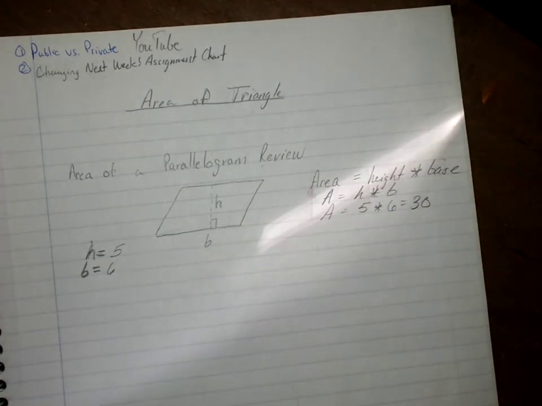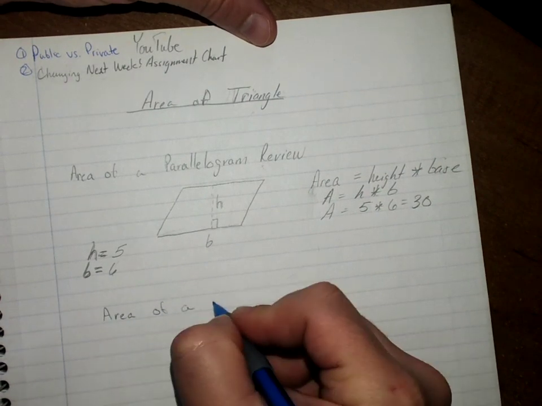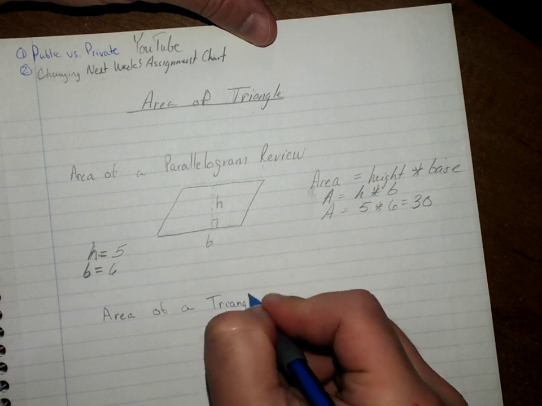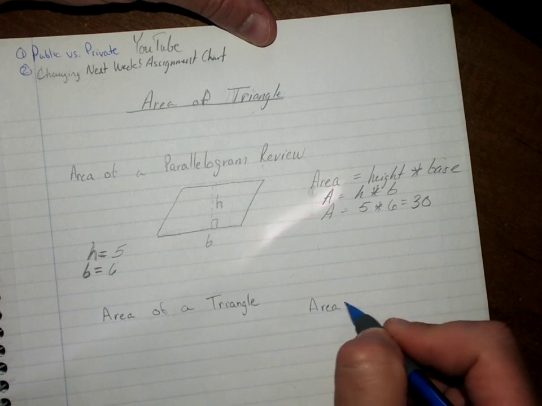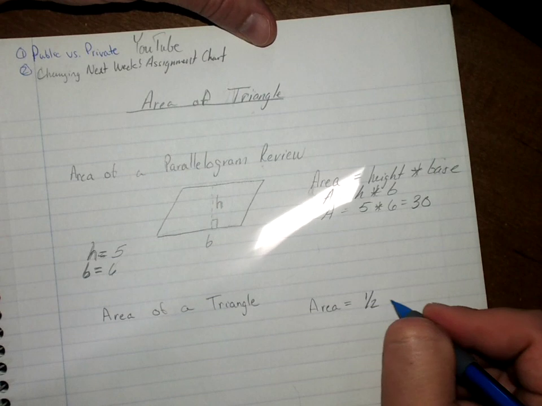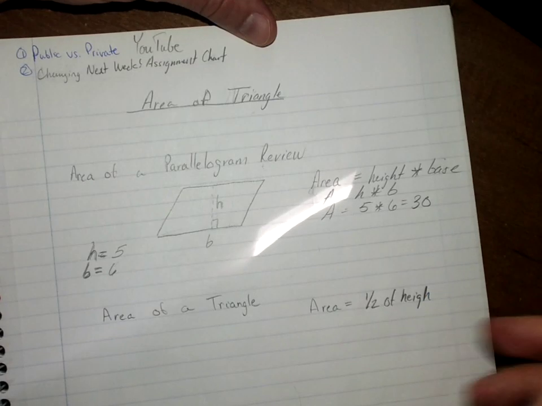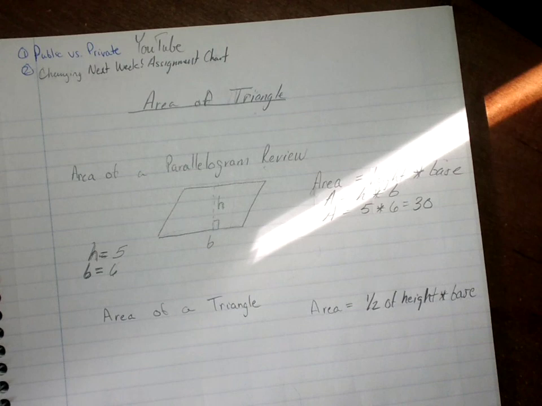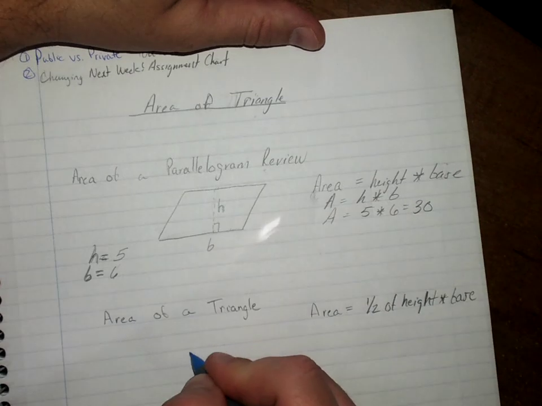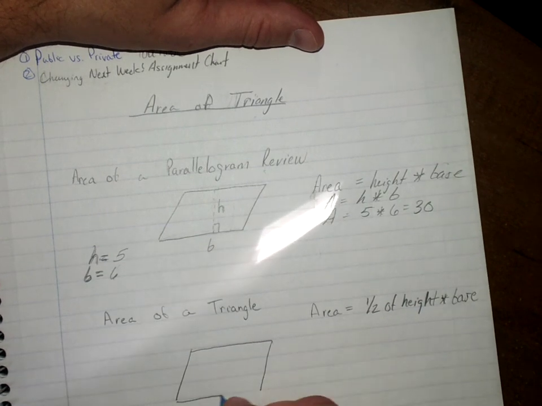All right, so the reason I point that out is because the area of a triangle is merely this. The area equals half of the height times base. And the reason for that is, if you bear with me, I'll draw another parallelogram here. I'll try to draw it as neat as I can.